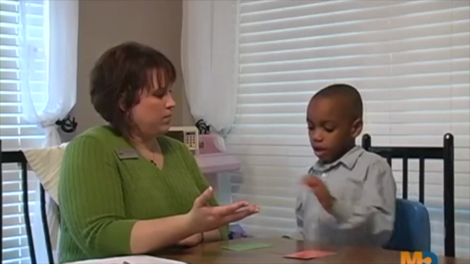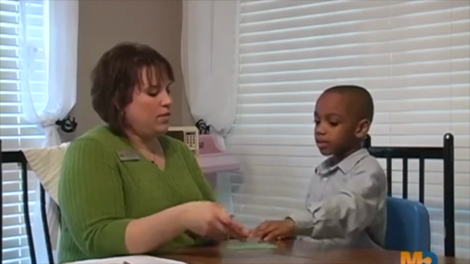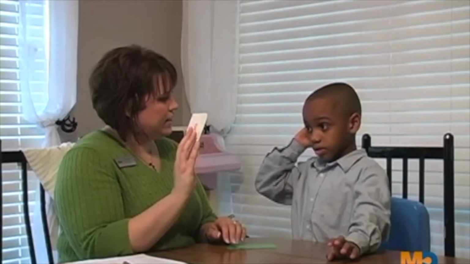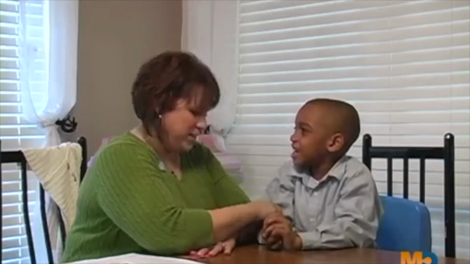By picking up the card, Haley only scores that as a touch prompt, because Cameron needed prompting. Haley then does a correction trial. On the correction trial, she gestures to the orange card and Cameron picks it up. So she would score a T, then a slash, and a G for gesture. Now let's watch one final clip and record the data again for the SD Give Me Orange.